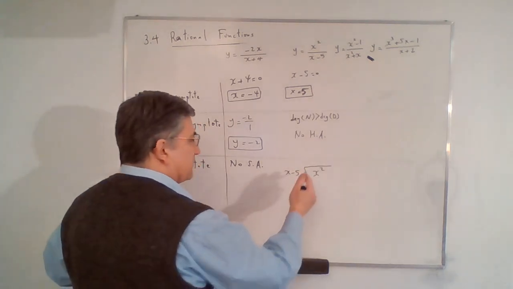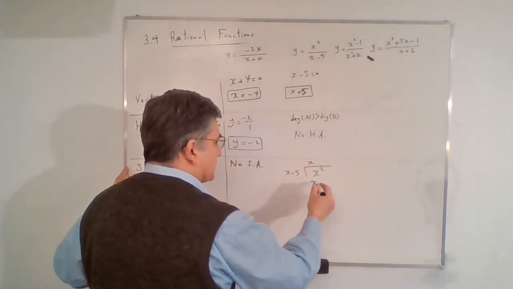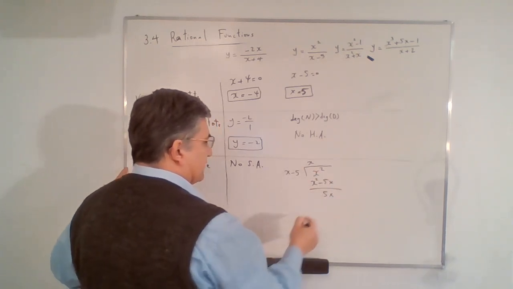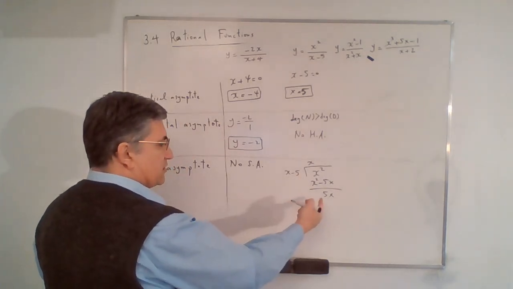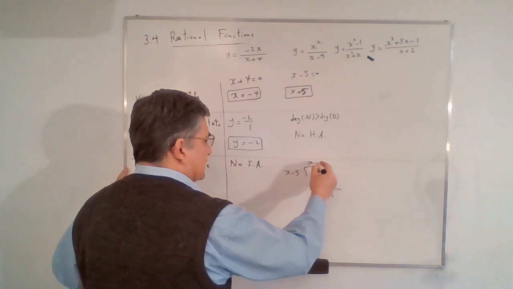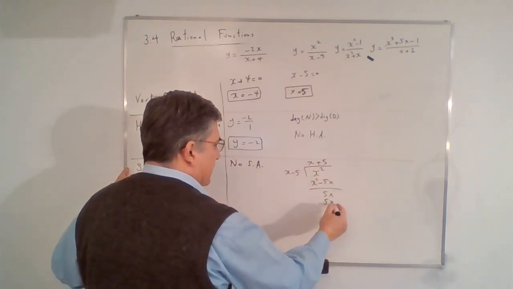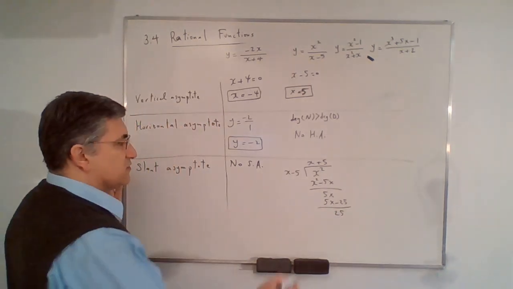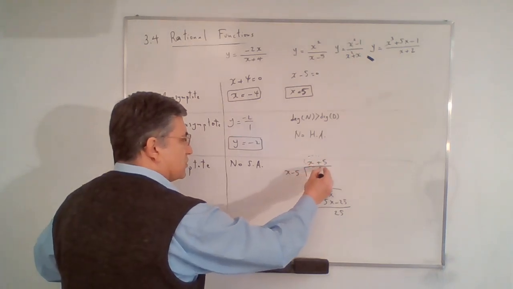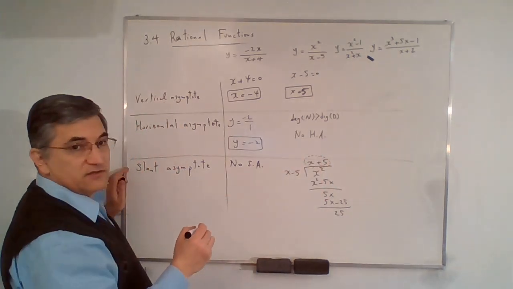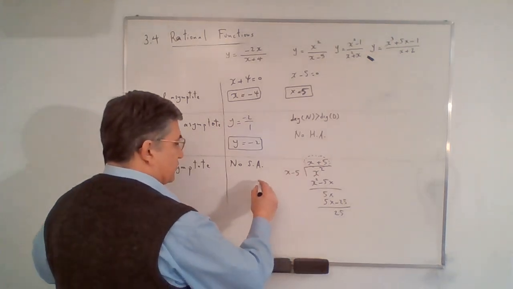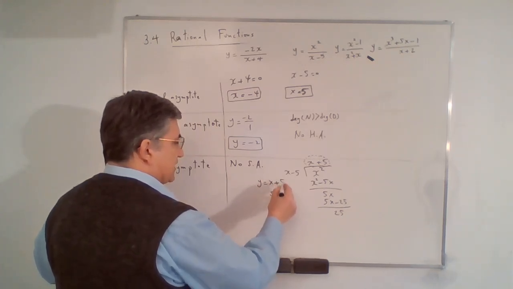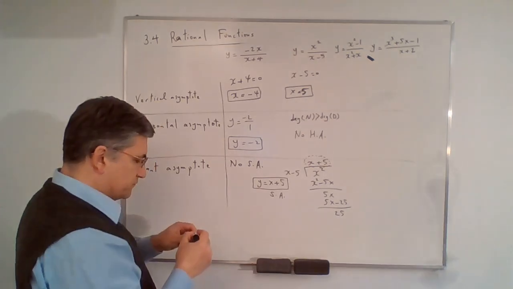I'm dividing top by bottom, so I get x times x is x squared, minus 5x. I subtract them, and I get 5x. Continuing the long division process, 5x divided by x is just 5. Multiply back, minus 25, subtract them. I get a remainder of 25. So we said that this quotient you see is actually the equation of the slant asymptote. So y equals x plus 5 is the equation of the slant asymptote for this function.